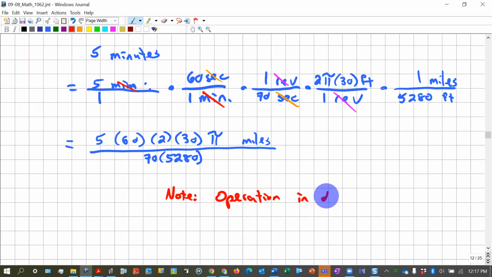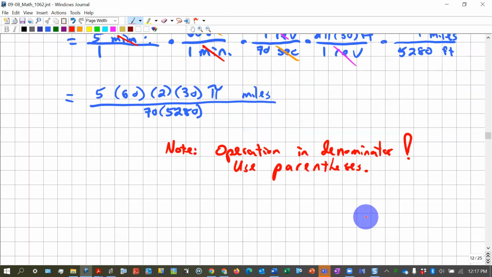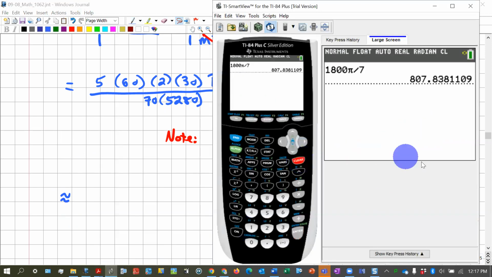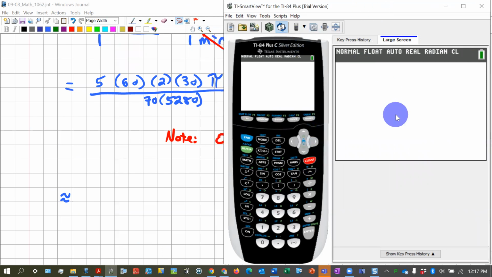There's an operation in the denominator. So we need to use parentheses. But we don't need to get the exact answer in simplified form because the question didn't ask us for that. It asked us to round the answer to the nearest whole number. We can simplify the fraction if we want to, but we don't need to.